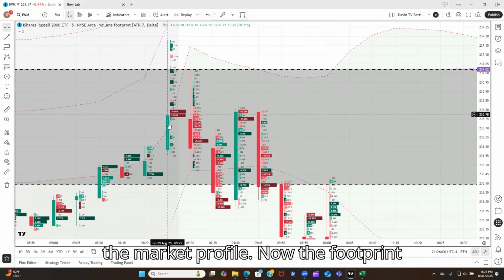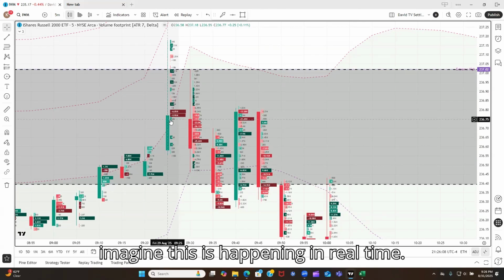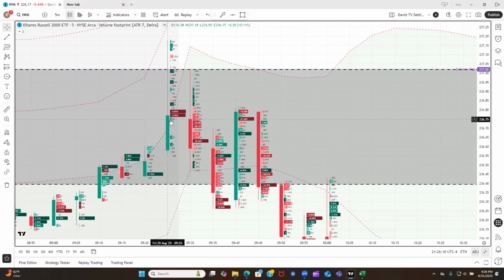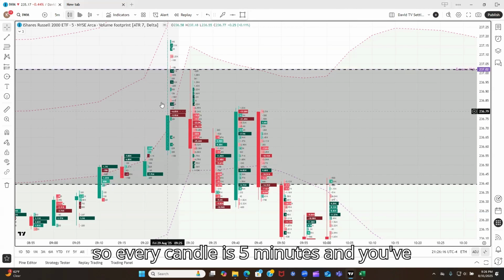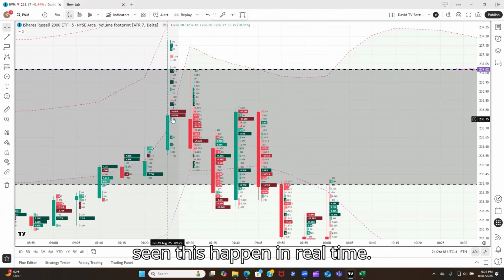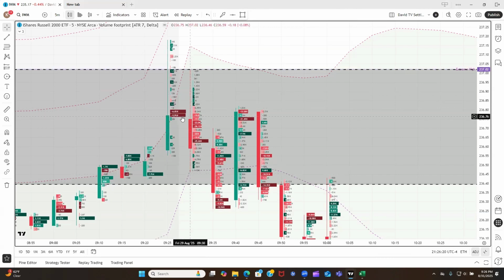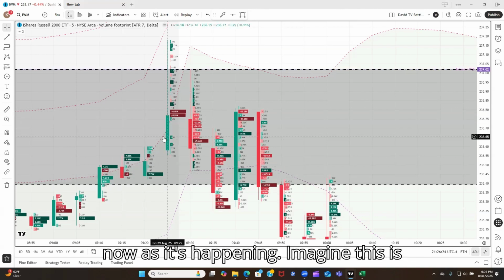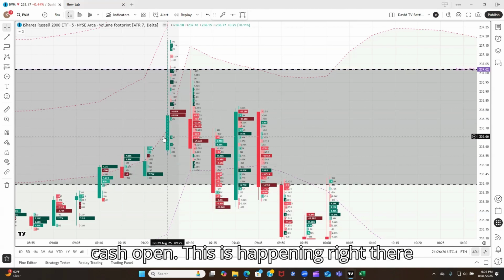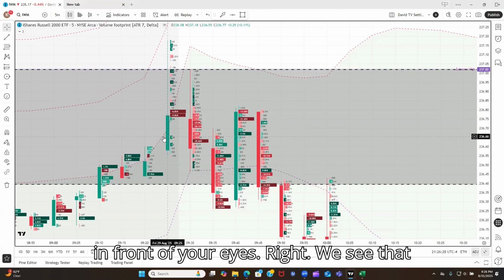Now the footprint is telling you this in real time. So imagine this is happening in real time. All of these numbers get populated in real time. This is a 5 minute rotation, so every candle is 5 minutes. And you're seeing this happen in real time. The power of now, right? This is happening now as it's happening. So imagine this is cash open. This is happening right there in front of your eyes, right?